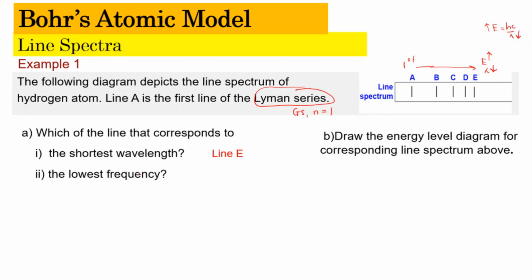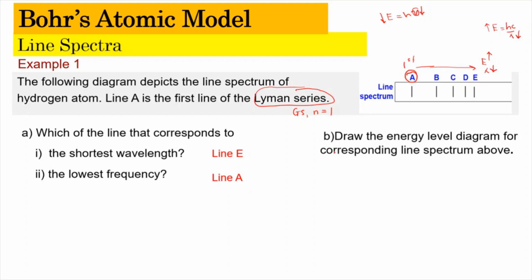Okay. How about the lowest frequency? So for the lowest frequency, you can always relate it back to energy, where E is equal to h nu, which refers to frequency. So when we have a lower frequency, then we're also going to have a lower energy. So the one with a lower energy is line A here. So we can say that it is line A.